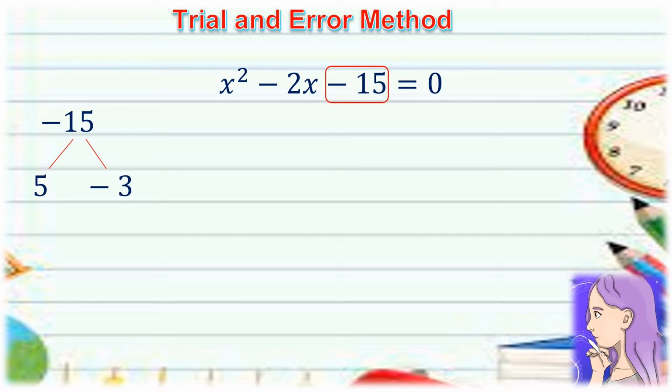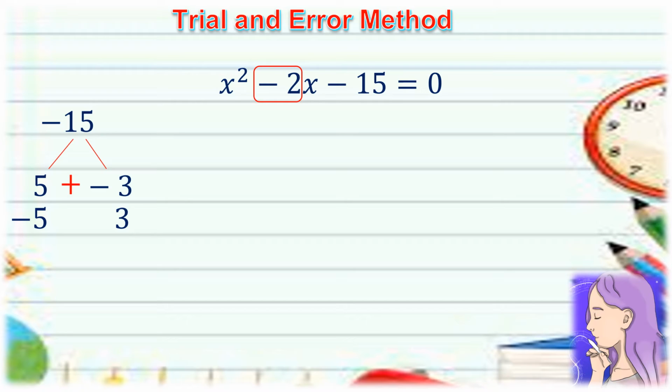Now let us have another one, the trial and error method. In here, we just need to try and try until we succeed. First, we are going to have the factors of negative 15. And take note, it should be equal to your middle coefficient, which is negative 2. So let us try. Factors of negative 15 are 5 times negative 3. But is 5 plus negative 3 equal to negative 2? No. So let us try another one.